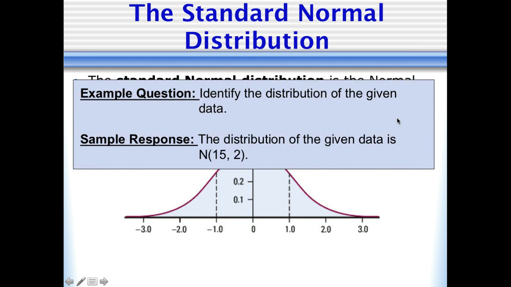Now a sample question that I see a lot of times on AP tests is to identify the distribution of the given data. For example, my response for this case could be that the distribution of the given data is normal with a mean of 15 and a standard deviation of 2. This shorthand notation just allows me to say that much quicker without having to write out so much. Please know that if you decide to write it out in words rather than in this notation, that's perfectly acceptable as well.